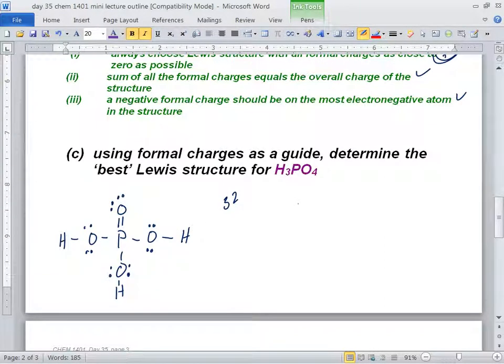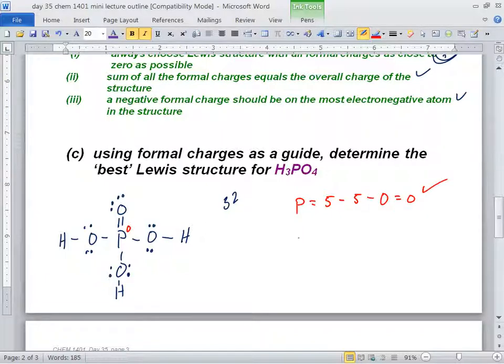So let's recalculate this formal charge. Let's recalculate the formal charge for the P. The number of valence electrons is 5, minus the number of bonds, which is 5: 1, 2, 3, 4, 5, minus the number of lone pairs, which is going to be 0. There's no lone electrons. Not lone pairs, lone electrons. So that one checks.